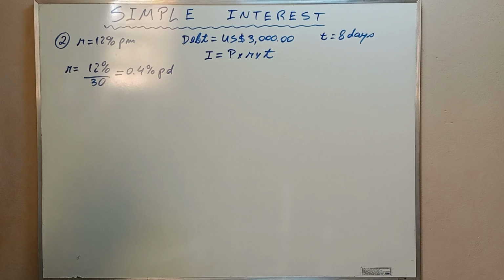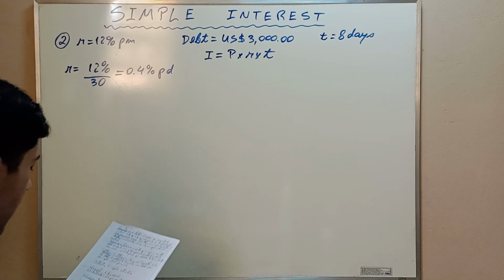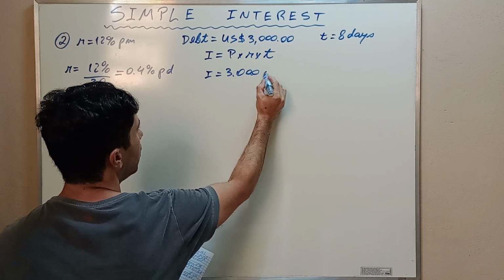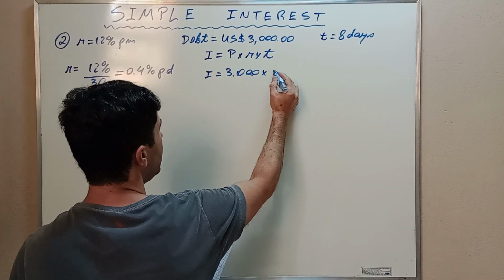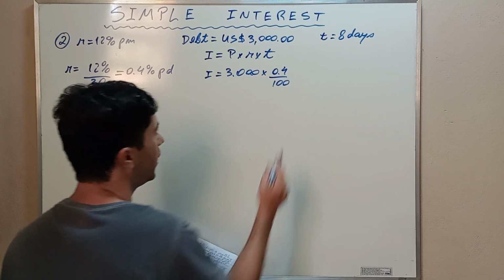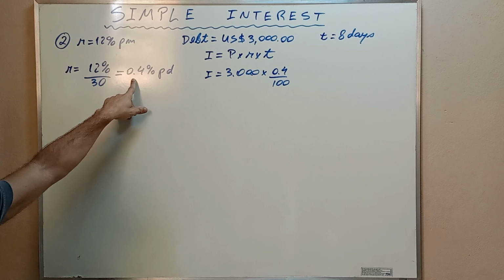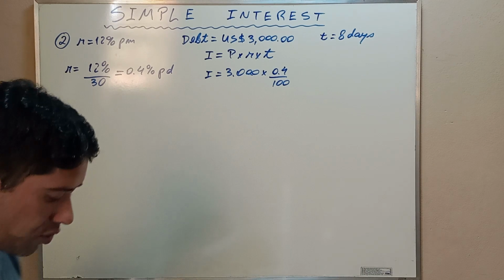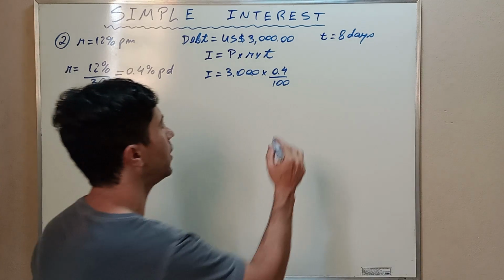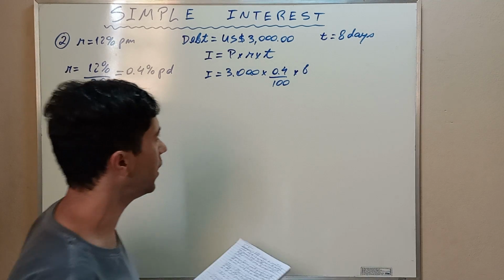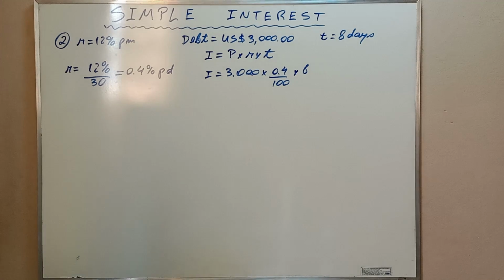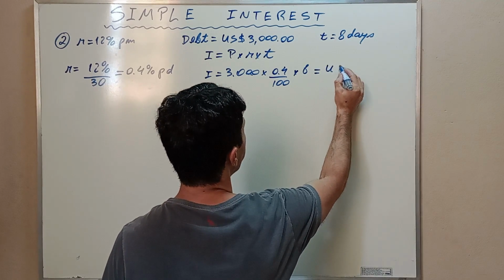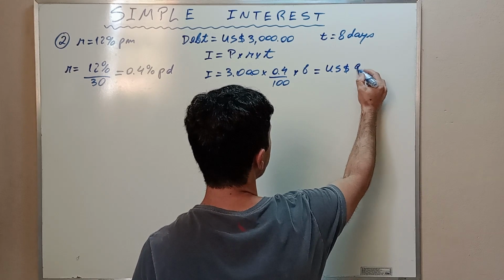We have everything now to calculate the interest, and the interest is going to be, interest is equal to $3,000 times the rate, which is 0.4%, okay? Because we don't use in the expression 0.4% in this way, we have to use the decimal, and the time period is 8 days, okay? And carrying out this multiplication, we find that the interest in dollars is equal to $96.